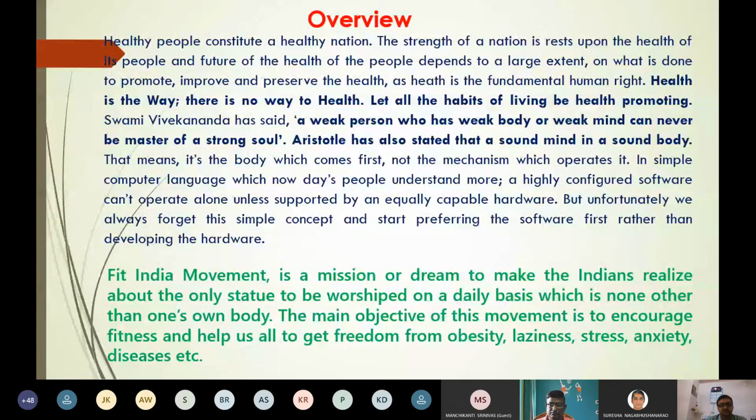Once our own body, the physique, is in good shape and good condition, everything else goes well. And the main objective of this movement is to encourage fitness and help us all to get freedom from obesity, laziness, stress, anxiety, and diseases, etc.